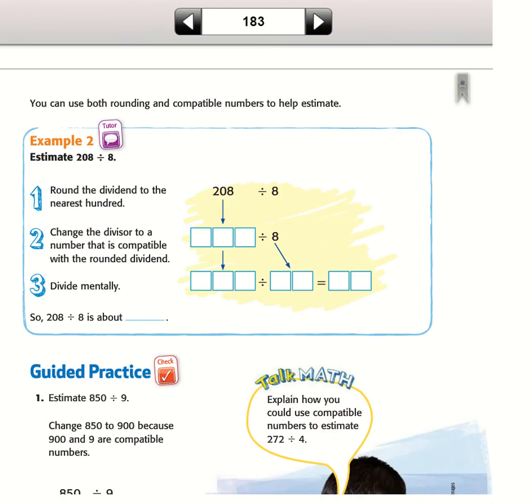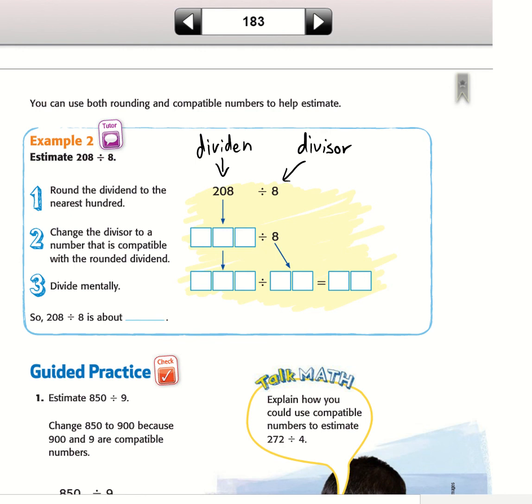Example 2. Estimate 208 divided by 8. This is number 1, step 1. Round the dividend to the nearest hundred. So just a reminder, dividend is here, and divisor is here. So my students, I want you to go ahead and write down dividend and divisor.